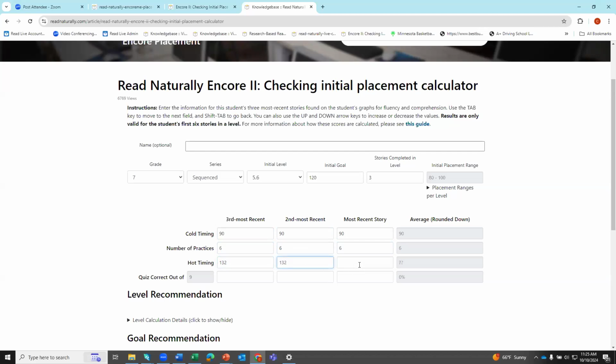Now, each individual story is not going to be identical. But as you can see, you don't even have to do the averaging yourself. This calculator will do the averaging for you. So if you were to put in the 3 different cold timing scores, it would give you the average number here. Okay. And then it tells you how many percent correct on the quiz out of, oops, I'm sorry, it's out of 7.